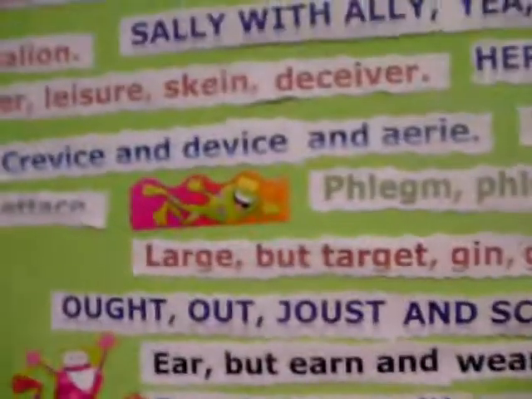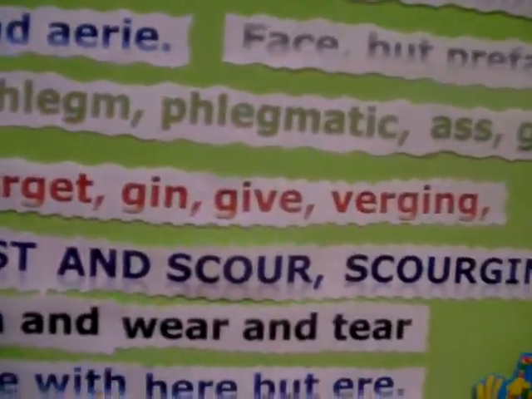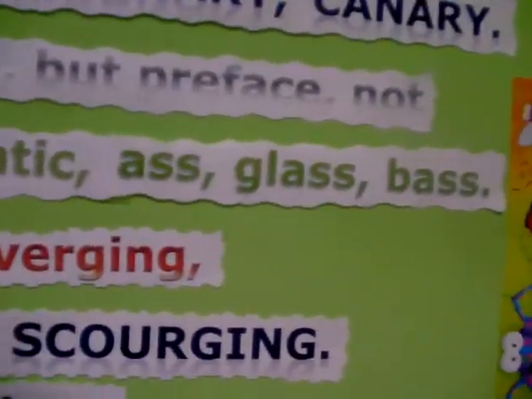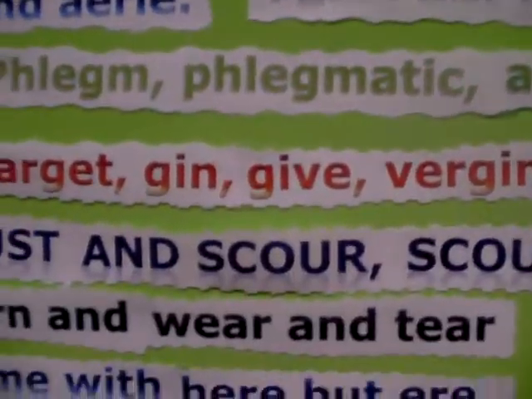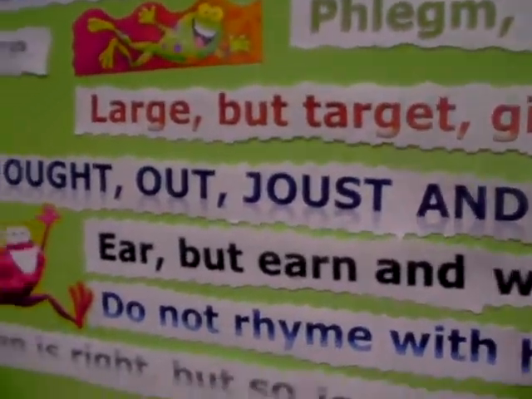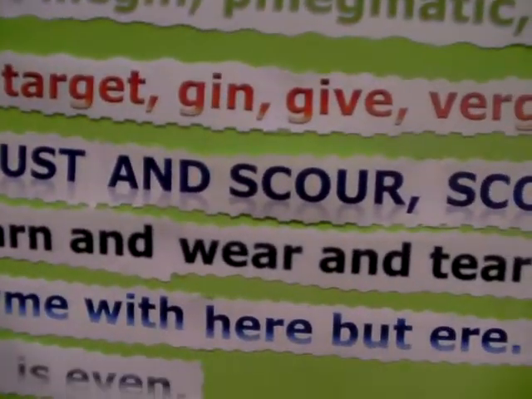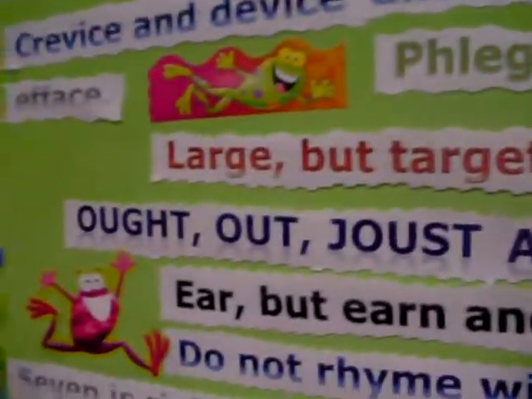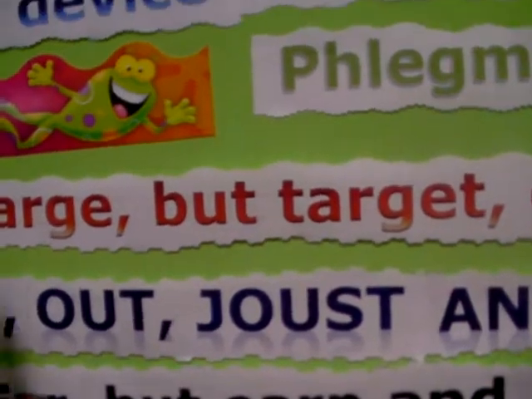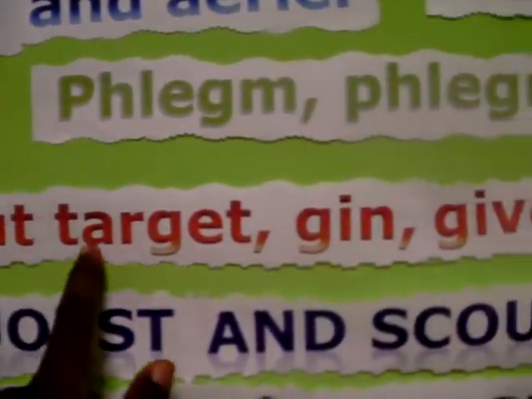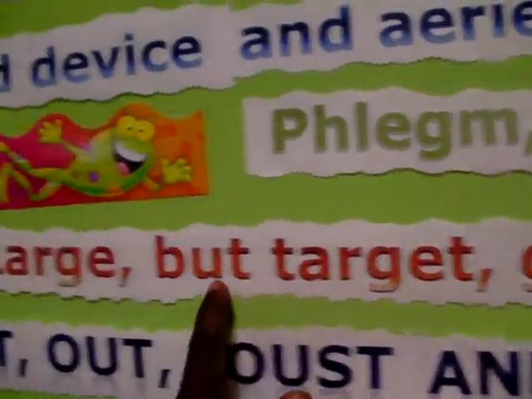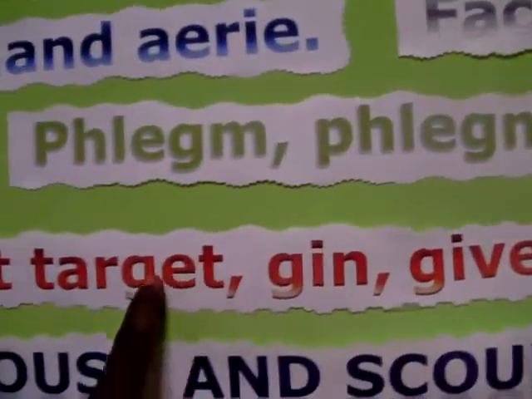Alright. In this section, we have film, filmatic, ass, glass, bass. You see how the S-A-S-S is at the end. Film, phlegmatic. I believe that's what it is. Large, but target. Gen, give, version. See how it has the orange right here, and then the orange right here. Oh, I'm sorry. Orange here, orange here.